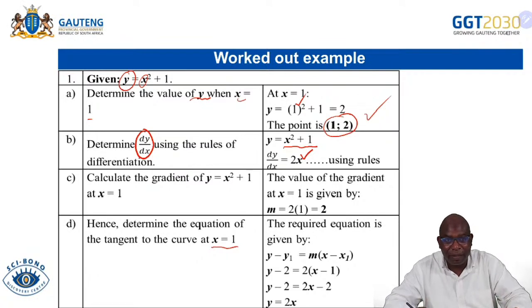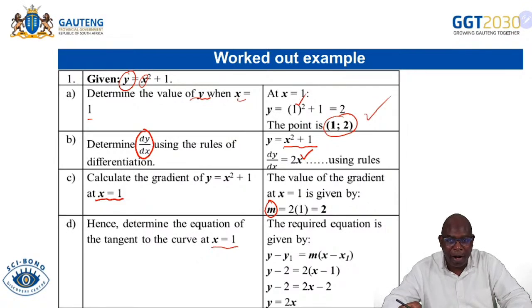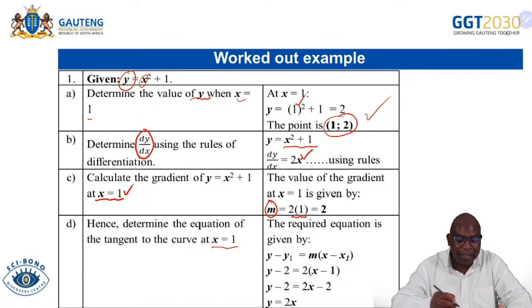After getting the derivative, what did you say about the derivative? The derivative is the same as the gradient. But we need that gradient at a point. So we cannot use 2x to get the equation of the straight line. We are given that x is equal to 1, which means that our gradient is then going to be 2 times 1. Where does the 1 come from? It is given that it is at a point.